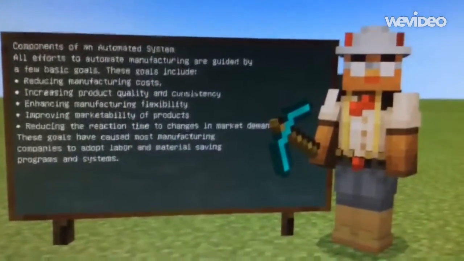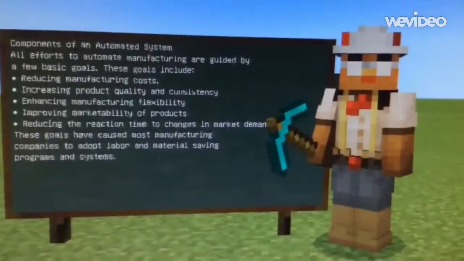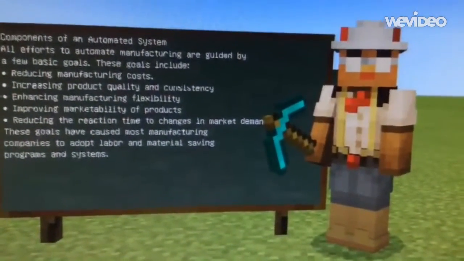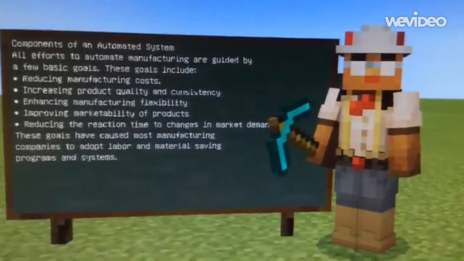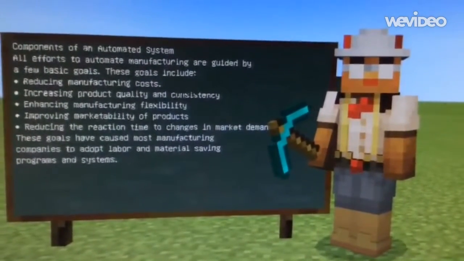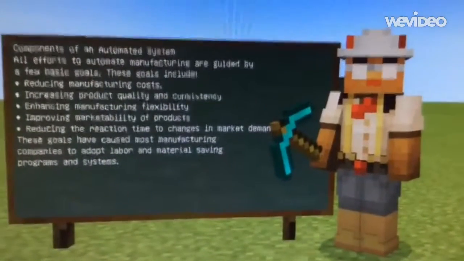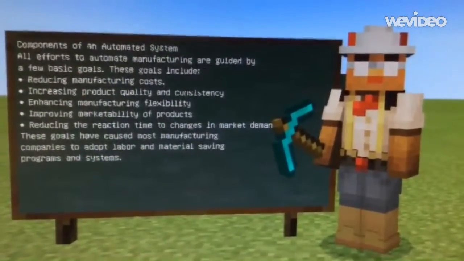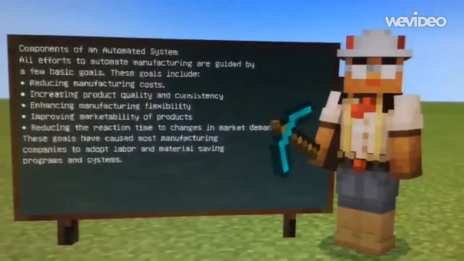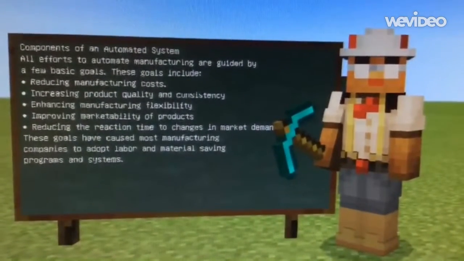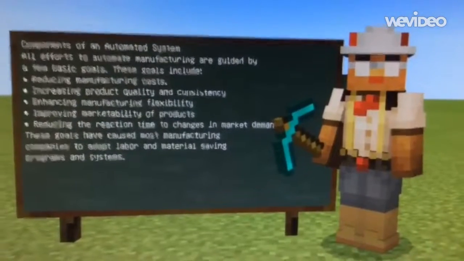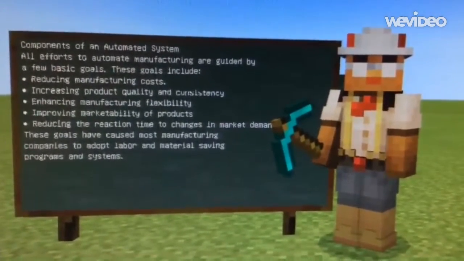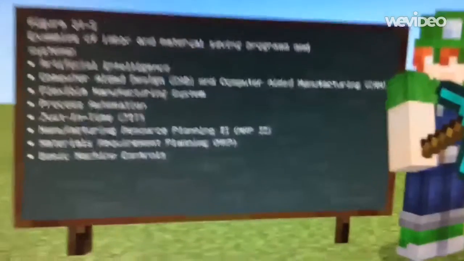Components of an automated system. All efforts to automate manufacturing are guided by a few basic goals. These goals include reducing manufacturing costs, increasing product quality and consistency, enhancing manufacturing flexibility, improving marketability of products, and reducing the reaction time to changes in market demand. These goals have caused most manufacturing companies to adopt labor and material saving programs and systems.